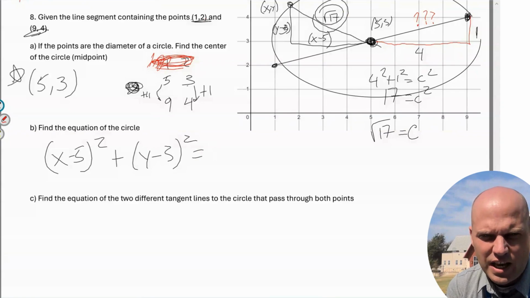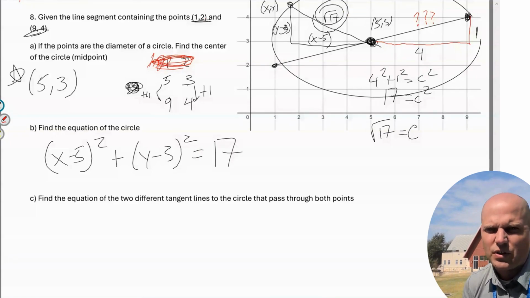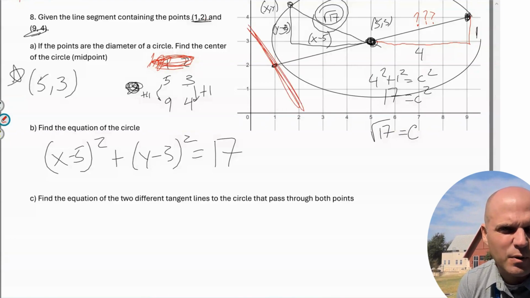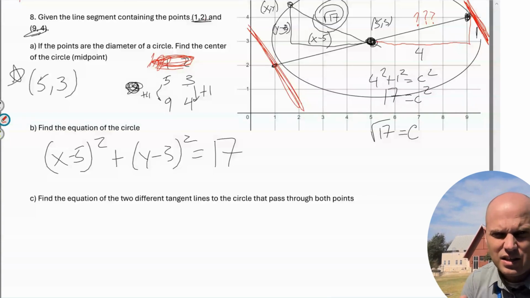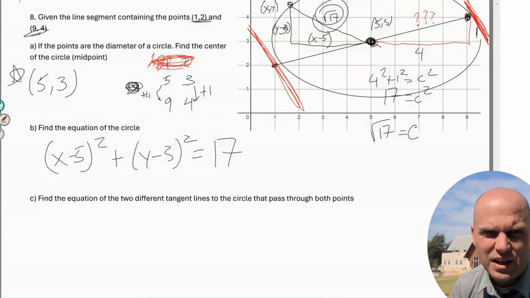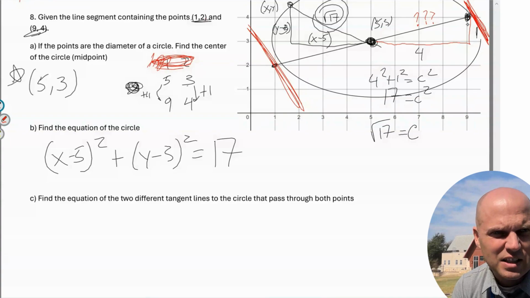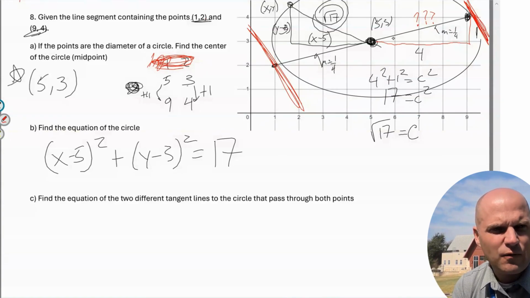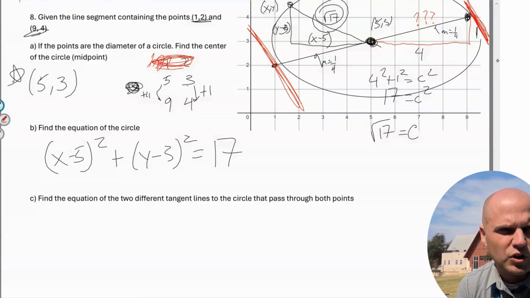Find the equation of the tangent lines that pass through both points. Okay, so here we go. We want this tangent line and we want that tangent line. We realize they're going to be parallel to each other. Why? Because this is a radius with a slope of 1/4. This is also a radius that has a slope of 1/4. If this slope is 1/4, the slope of that line has to be -4.